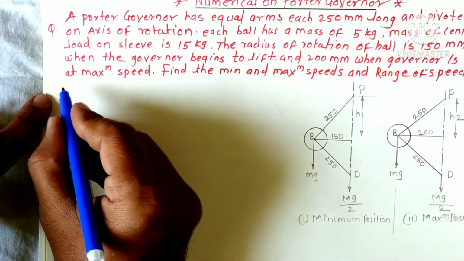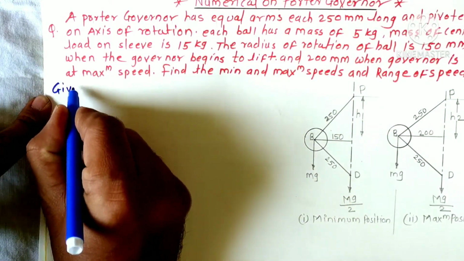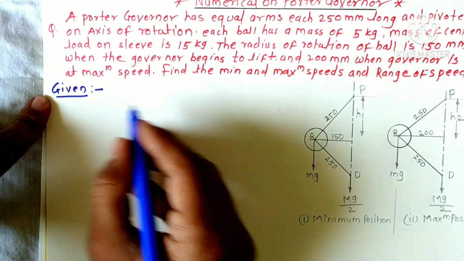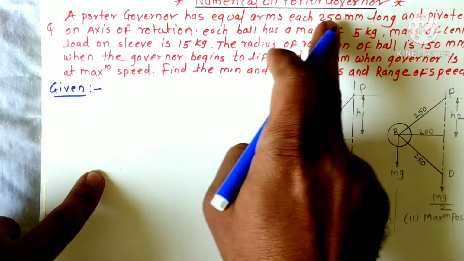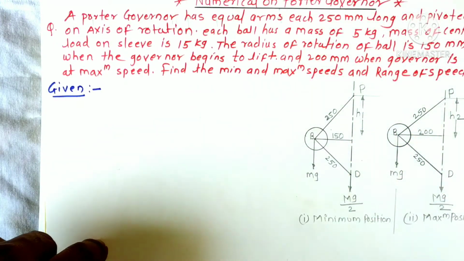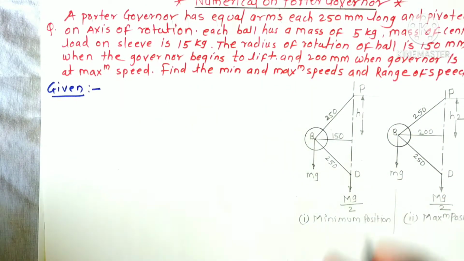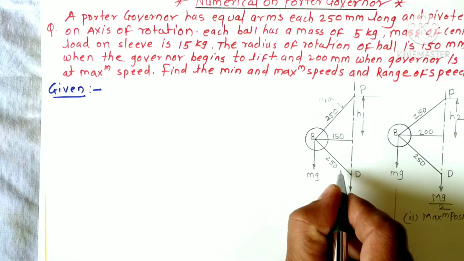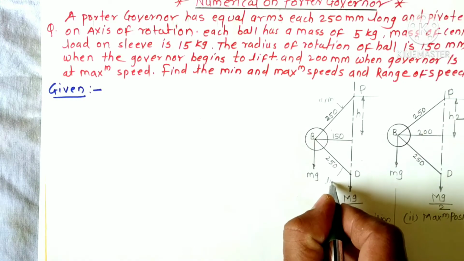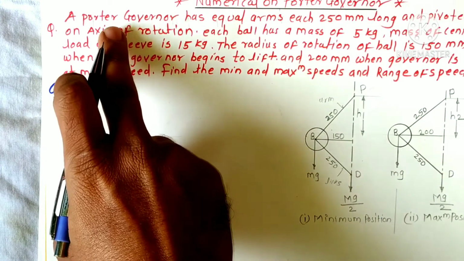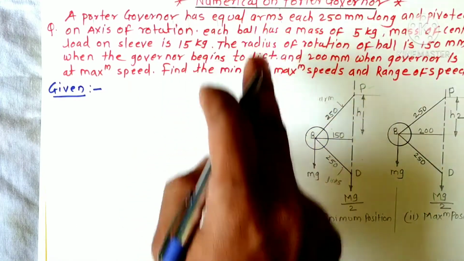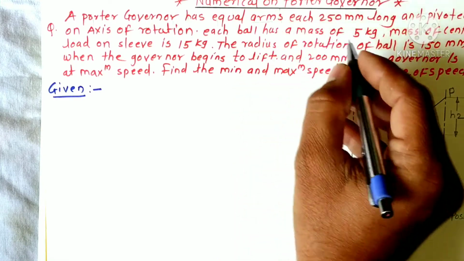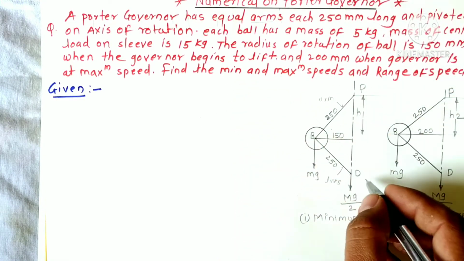See, first of all, our first step is to write down the given things. Put the given things: equal arms, each 250 mm long. So this is the arm of Porter governor, and the lower one is the link of governor. But in this case, the Porter governor has equal arms, meaning the link and the arm are both called arms. Equal arms means BP is equal to BD.